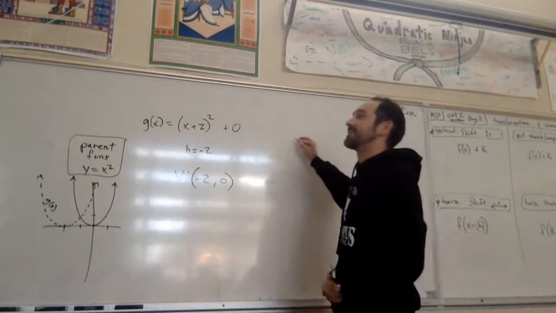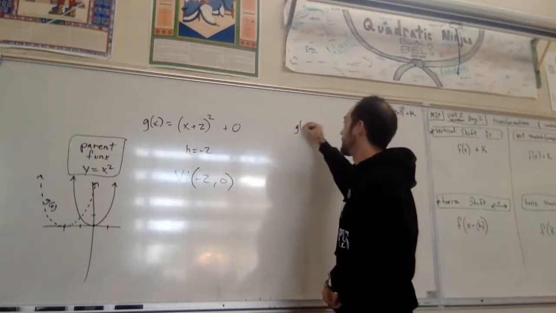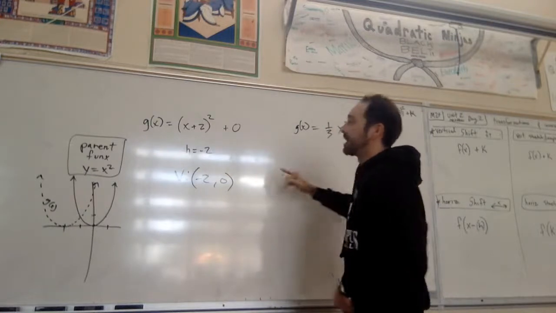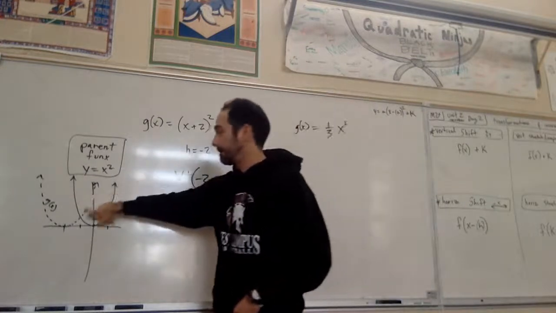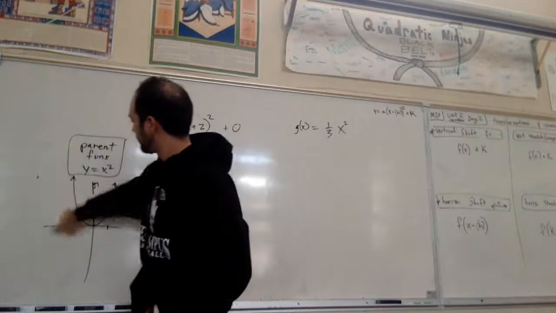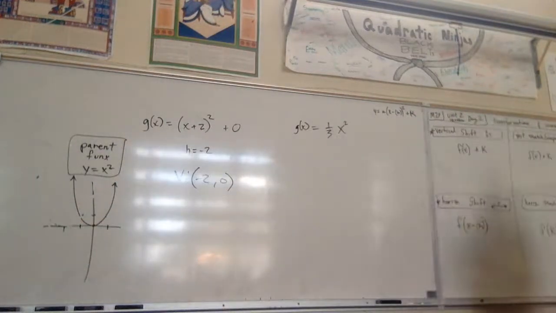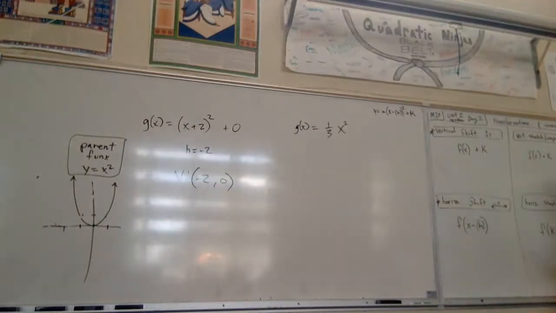All right, how about this one? Let's do this. Number 20. Remember, our parent function is x squared. So what is happening? What's happening here? Something's being multiplied, right? There's no addition or subtraction. It's one of these.